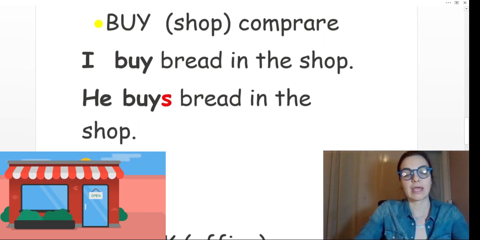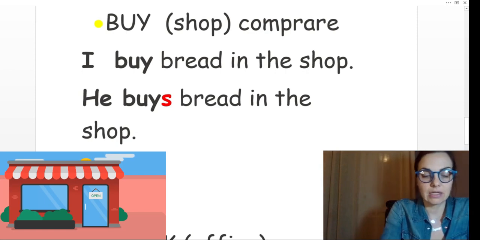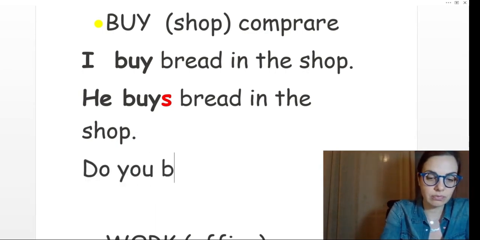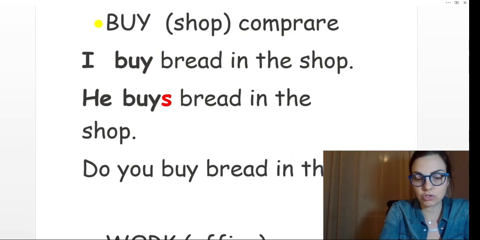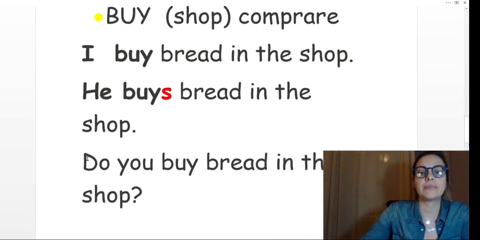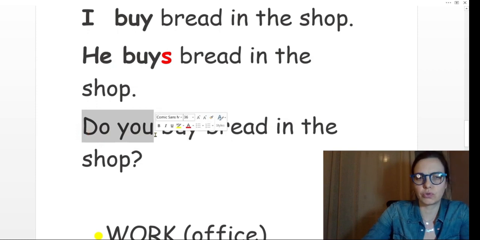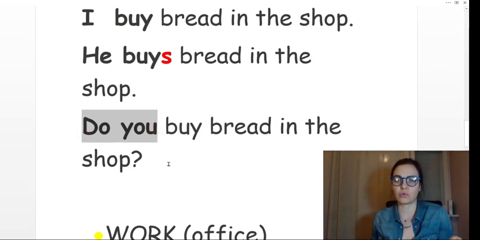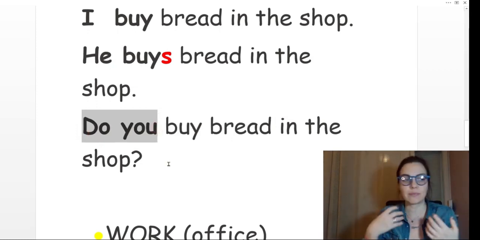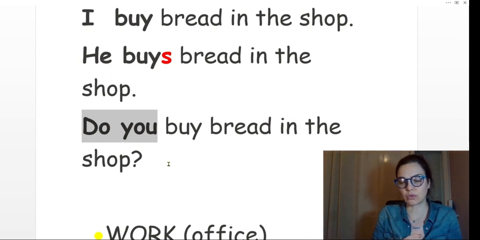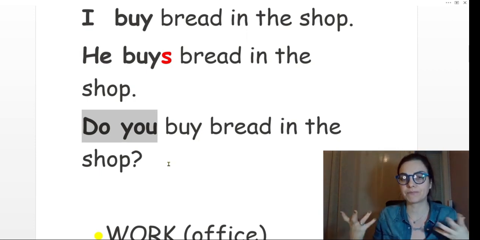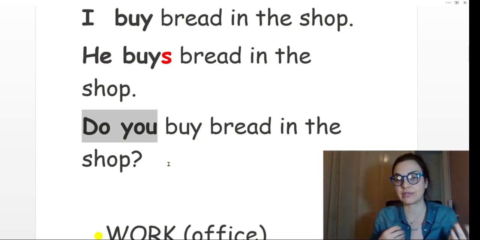Okay, and do you buy bread in a shop? Do you buy bread in the shop? What do you buy? Do you buy bread in the shop, or do you buy something else? Maybe you buy sometimes clothes in the shop or food. What do you buy? Do you buy bread in the shop? Yes, I buy bread in the shop.